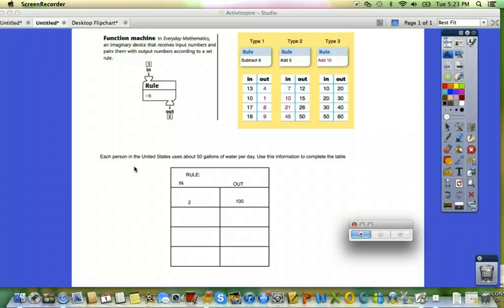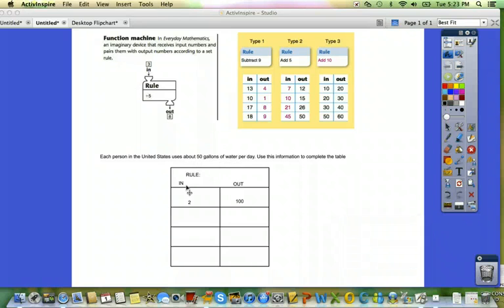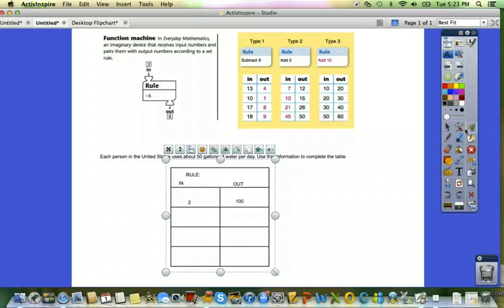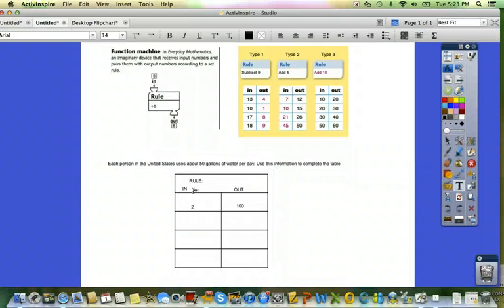Our math message today is: each person in the United States uses about 50 gallons of water per day. We're going to use this information to complete the table. If we take a look at this section here, we don't know our rule, we don't know what is being put in, and we don't know what's being put out. But if I read up here, I can see that there's about 50 gallons of water per day. So I know that my in is going to be my days.